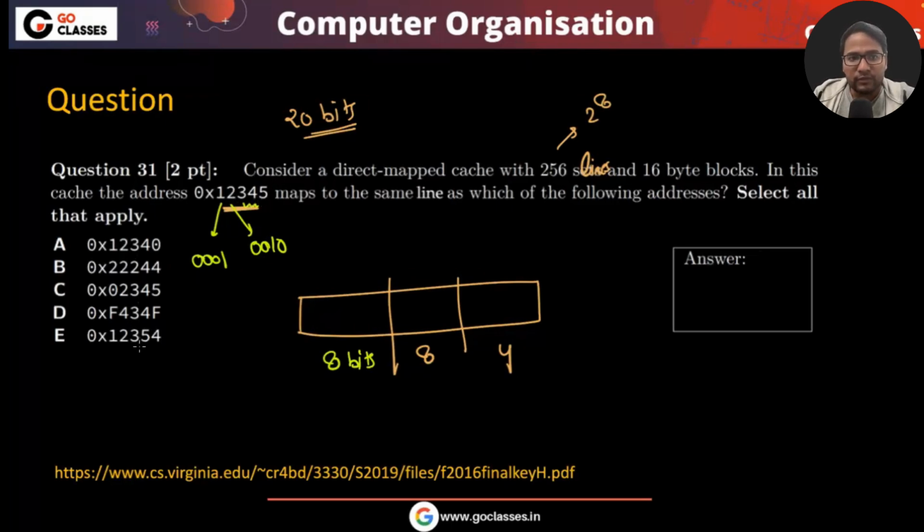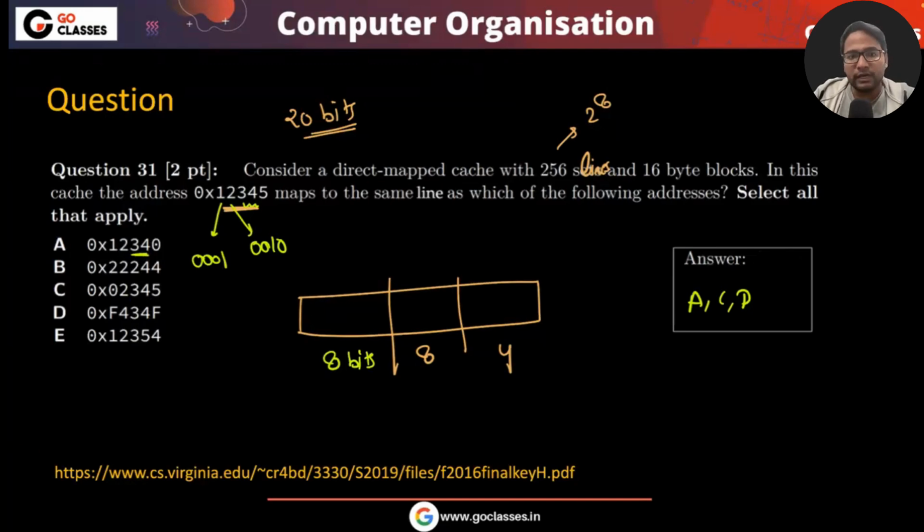Now, can you tell me which one is matching? A, C, and D, right? Okay. Is this understood to everyone? Let me know if there is any doubt. See, I'm saying the line number here is 3, 4 in hexadecimal. It's not decimal, it's hexadecimal. Then which of these has 3, 4 in hexadecimal? This one, and this one.